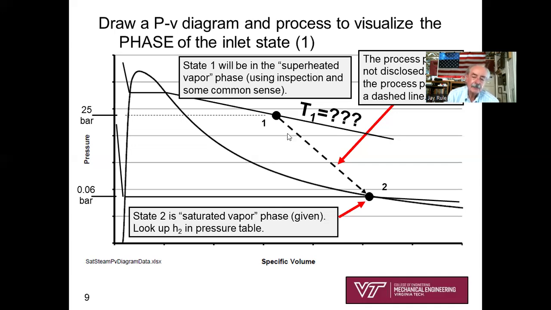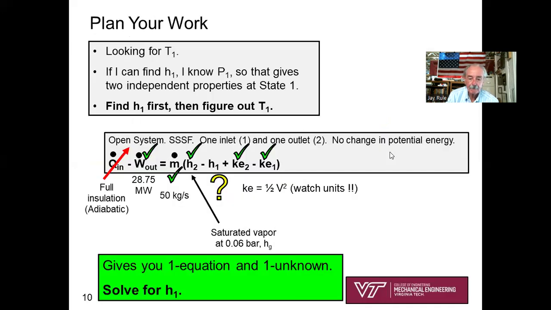But because of some experience, some common sense, I'm just going to put a 1 dot somewhere up in this superheated vapor phase, okay? Now, in my case, I've solved a lot of these problems, both in class and in practice. So I have a pretty good idea that it's going to be superheated vapor. But let's remember what we're trying to find is T1. That's what we're trying to find.